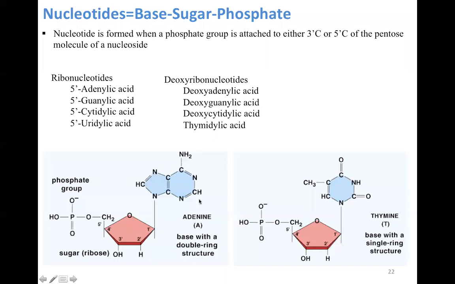So this is the structure, how the nucleotide looks. This is the sugar, and this is the adenine base. As an example, I have taken the adenine base, which is attached to the phosphate group. This is the overall structure of nucleotides. This is an example for thymidine, thymine. This is thymidylic acid.